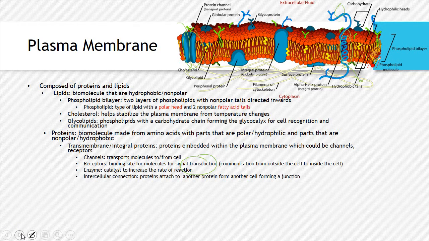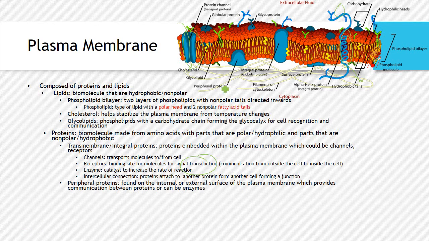Intercellular connections we'll talk about more in the tissue chapter, but these proteins will attach one cell to another and have different types of function for those. There's also these peripheral proteins. And peripheral proteins tend to be on the inner surface of the cell, or it could be the outer surface of the cell, but it's only going to be inside or towards the outside. And then this is usually communicating from one protein to another, or one protein to an enzyme, so on and so forth.